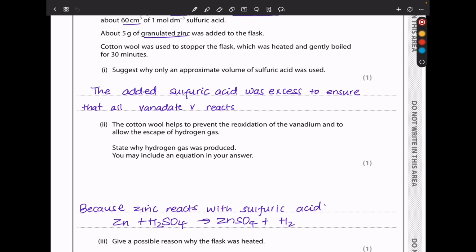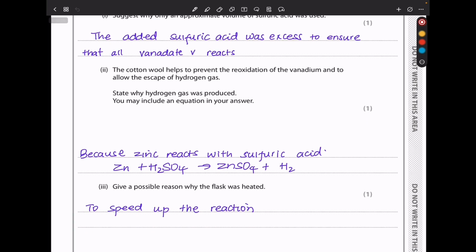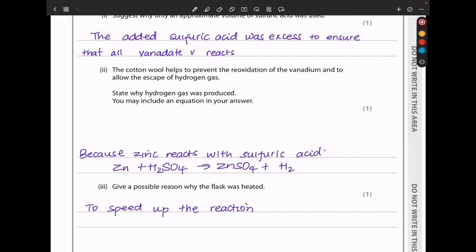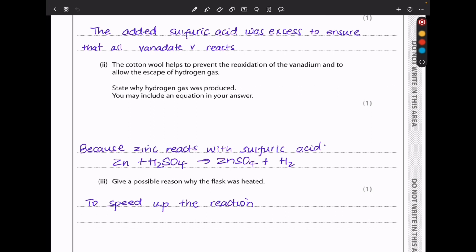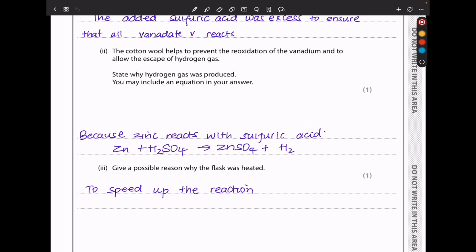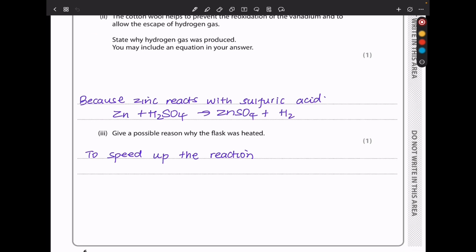The next they say the cotton wool helps to prevent the reoxidation of vanadium and to allow the escape of hydrogen gas. State why hydrogen gas was produced. You may include an equation in your answer. If we look at this reaction, we can see zinc is reacting with sulfuric acid, and again this is a metal reacting with an acid to form a salt and hydrogen. So we can say that zinc reacts with the sulfuric acid and then hydrogen gas is going to be produced.